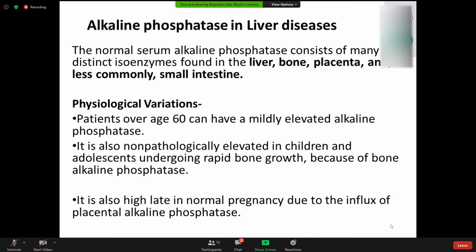Yes, physiological variation. Patients over the age of 60 can have a mildly elevated alkaline phosphatase because the bone starts decaying at the age of 60 or 70. That's why mild elevation of alkaline phosphatase is possible. It is also non-pathologically elevated in children, because they are growing and the bones are growing rapidly. That's why alkaline phosphatase is high in the blood. It is also high in late normal pregnancy due to the influx of placental alkaline phosphatase. Yes, these are some physiological conditions. These are not pathological conditions, because a growing child, aging, or pregnancy are not any abnormality.